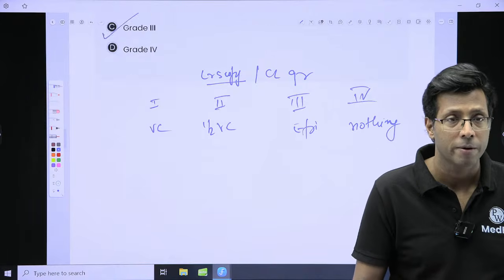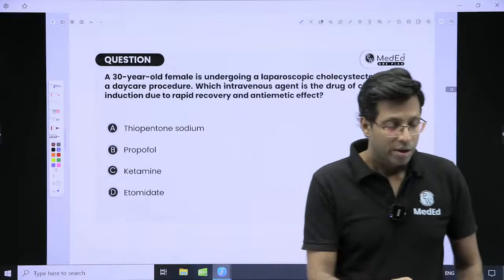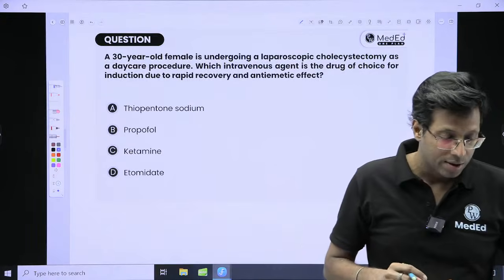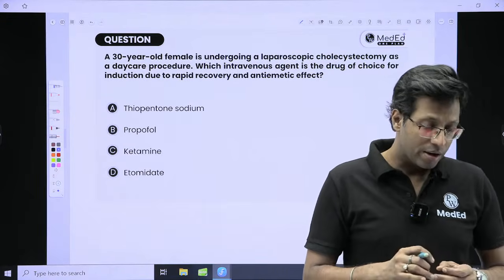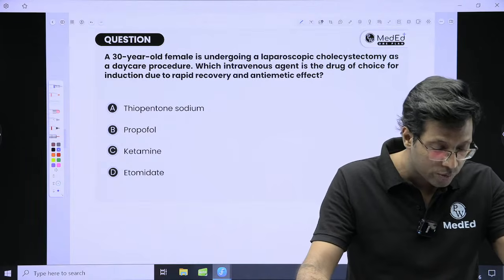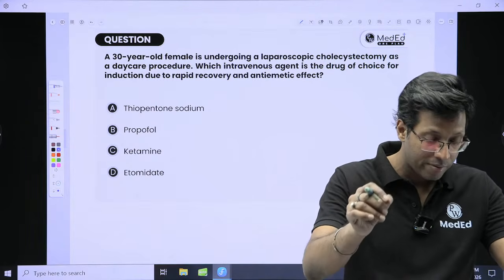This is called Cormack-Lehane. Next, a 30-year-old female is undergoing laparoscopic cholecystectomy as a daycare procedure. Which intravenous agent is the drug of choice for induction due to rapid recovery and anti-emetic effect?